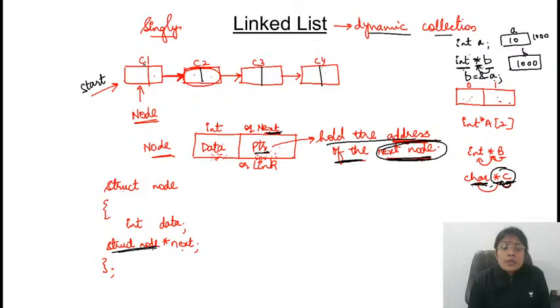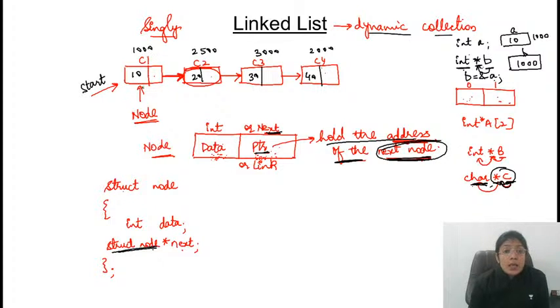For example, this node is created at location 1000. This node is created at location 2500. This node is created at location 3000. This node is created at location 2000. Okay. And let's assume that the data is 10, 20, 30. Consider any data 40. Okay.